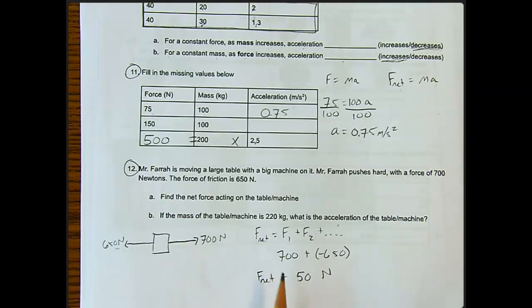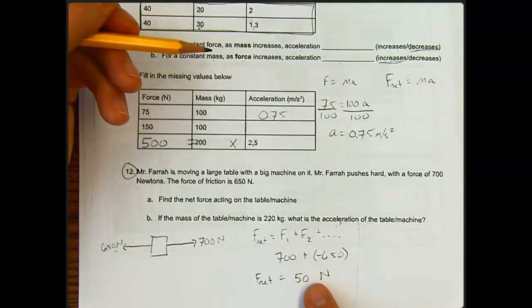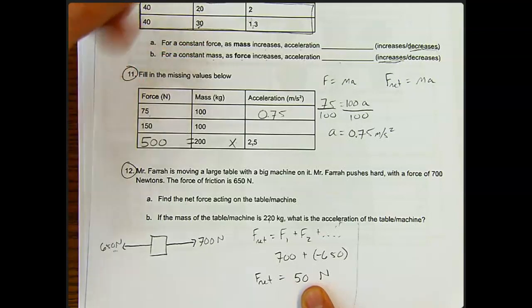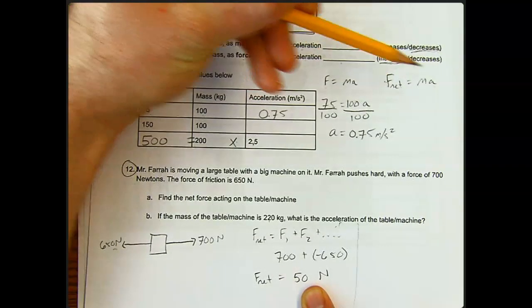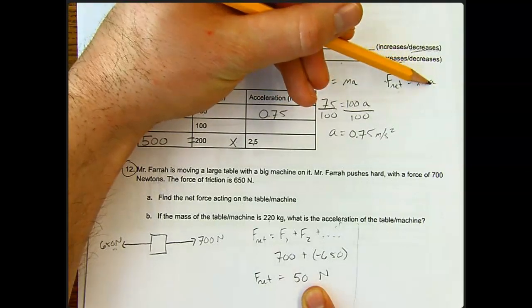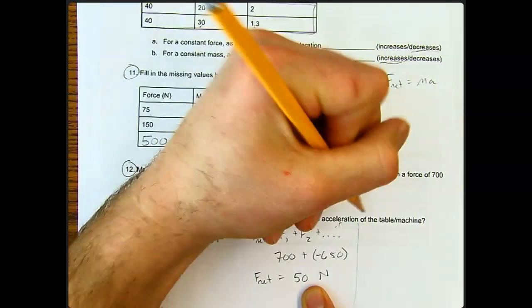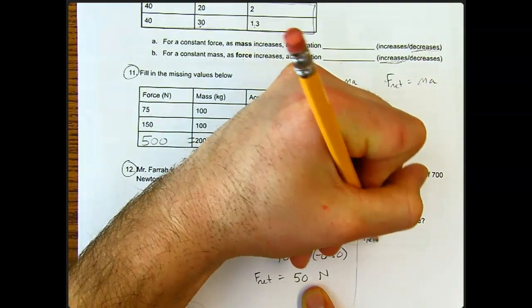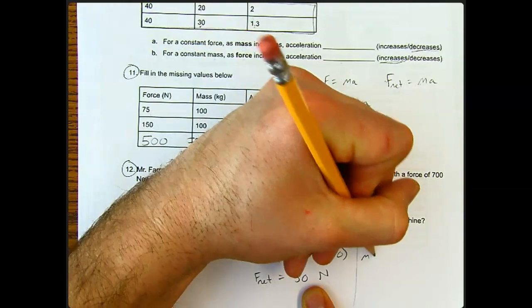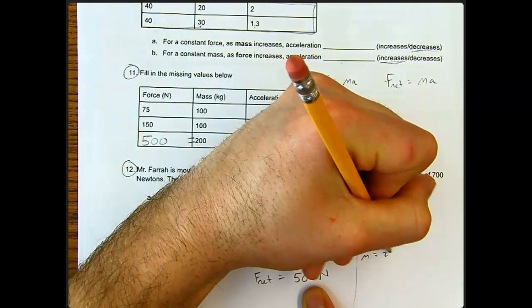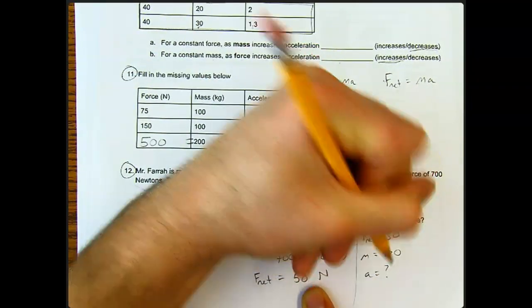So that kind of leads us to the next question. If we know the mass, what is the acceleration of this table and machine? The next thing you want to do is take this net force and use the same equation that we just used before, because now we know our net force and we know our mass, and we're trying to find acceleration. So we have our net force is 50. Our mass is 220, and we're trying to find acceleration.